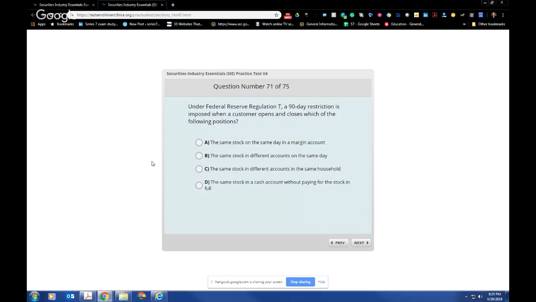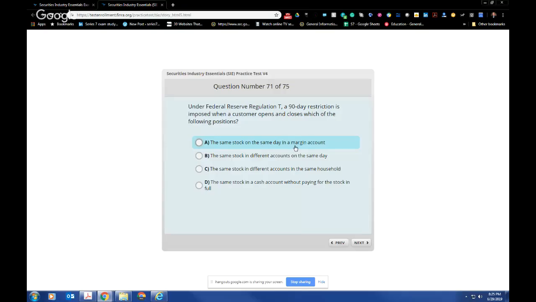Under Reg T, a 90-day restriction is imposed when a customer does what they call free riding, when they buy something and don't pay for it. Okay? Same stock, same day, margin account? Nope. That's a day trade. Same stock, different accounts, same day? Same stock in different accounts in the same household? Again, these are just day trades.